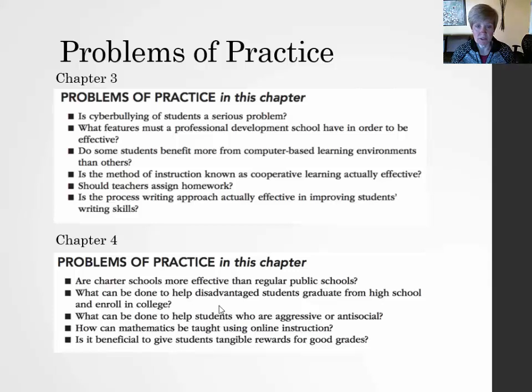What can be done to help disadvantaged students graduate from high school and enroll in college? What can be done to help students who are aggressive or antisocial? How can mathematics be taught using online instruction? And is it beneficial to give students tangible rewards for good grades? I'm very interested in this particular topic because I see it happen all the time, especially in the elementary grade levels. And then we have a conversation about intrinsic and extrinsic rewards and those kinds of things. This is a really fascinating area, I think, to study, because I see it so often in schools being used to hopefully change behavior, including getting better grades and so forth.